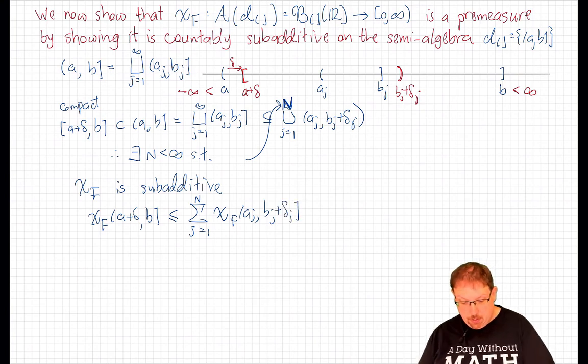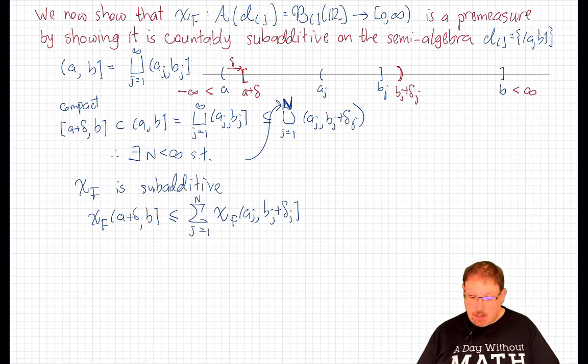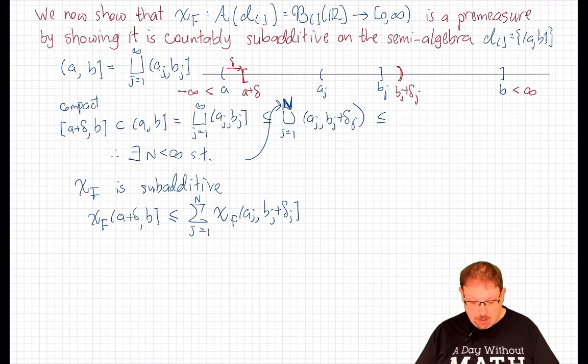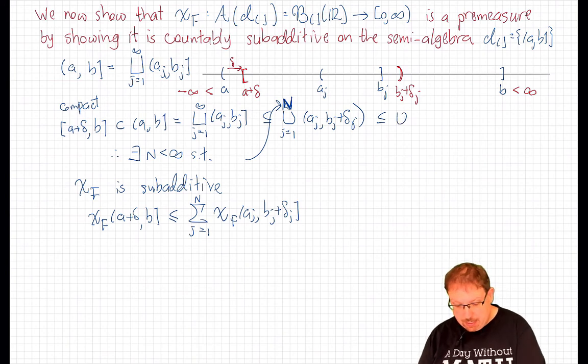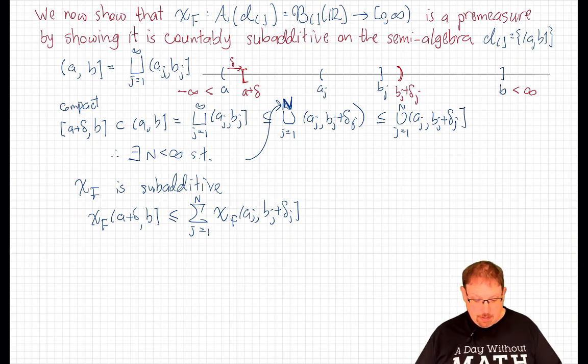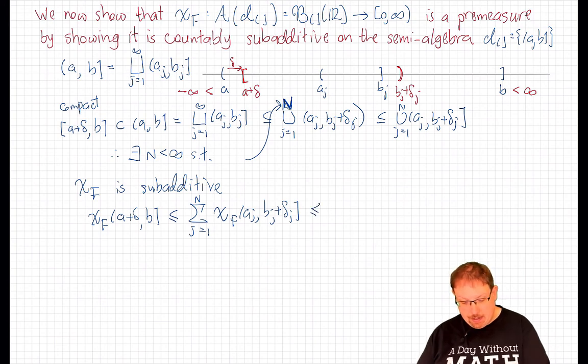And the reason we can do that, in order to match up the sets so they are all half open where chi f lives, is by noting that this union of open intervals is contained in the bigger union of half-open intervals, throwing in the right endpoint. Now, let's get rid of this arbitrary finite n and note trivially that this sum is bounded above by the infinite sum that we're more interested in.